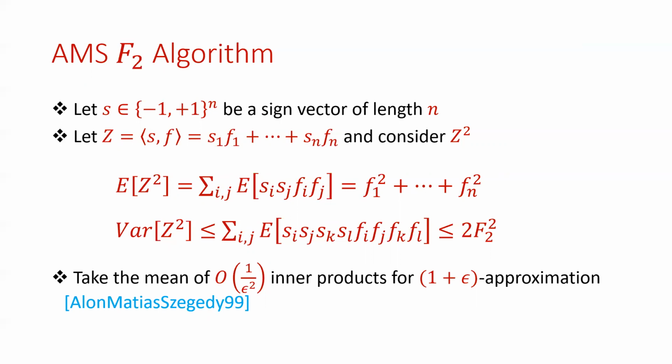At the end of the stream, we'll have Z, and we'll consider Z squared. Now it can be shown that the expectation of Z squared is exactly F2, and the variance is going to be F2 squared. So roughly, if we take the mean of 1 over epsilon squared inner products, then it suffices for a 1 plus epsilon approximation.